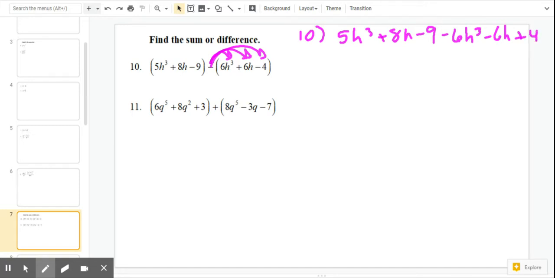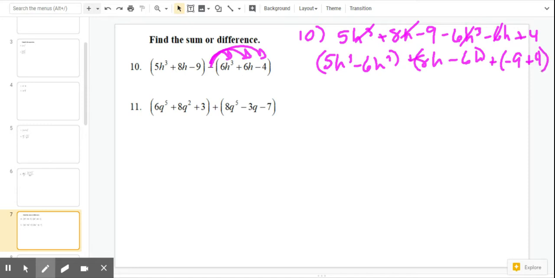Okay, and then I want to combine like terms. So we have 5h cubed minus 6h cubed. Those are like terms. So this and this, those are like terms. And then plus 8h minus 6h. That's this and this. Then we have plus negative 9 plus 4. So now we've grouped our like terms together. So now let's add like terms. So 5h cubed minus 6h cubed is negative 1h cubed. 8h minus 6h is 2h. Then we have negative 9 plus 4, which is minus 5. And that's it.